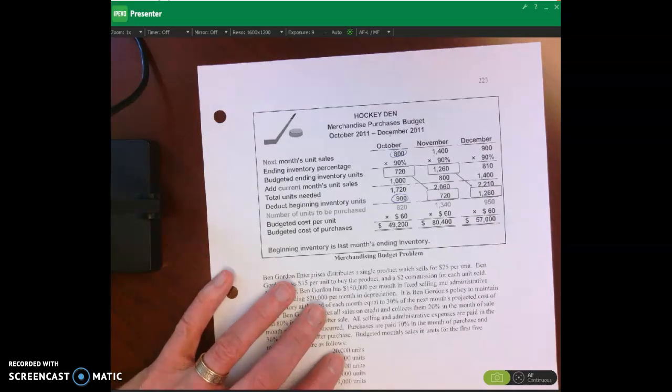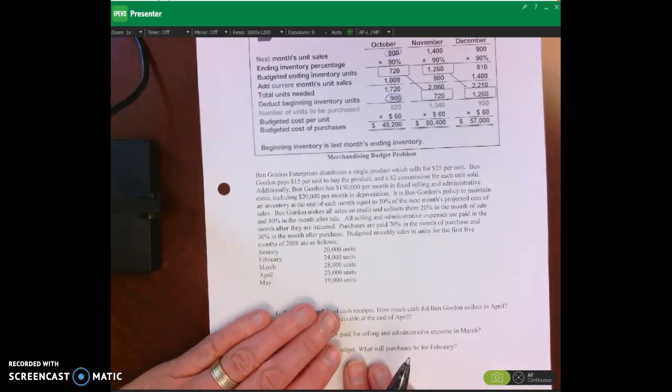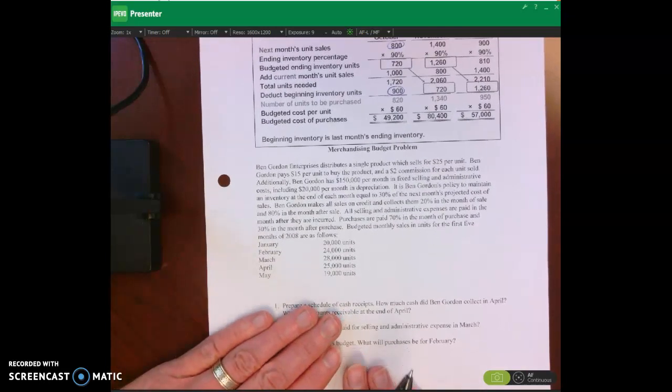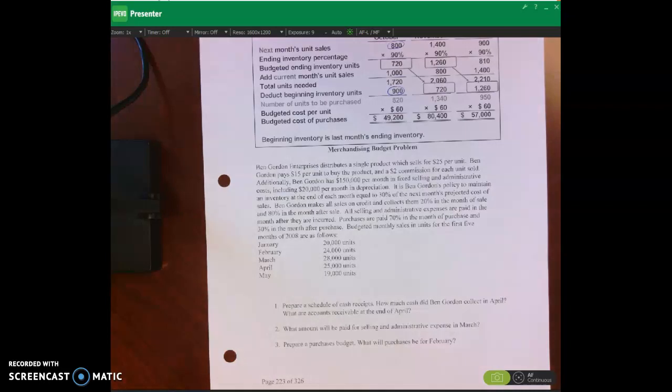Okay? So this is an example purchases budget, which we would use in a merchandising sense rather than a production budget. Production budget is for a manufacturing company. A purchases budget is for a merchandising company. Let's look at an additional problem for a merchandising company.